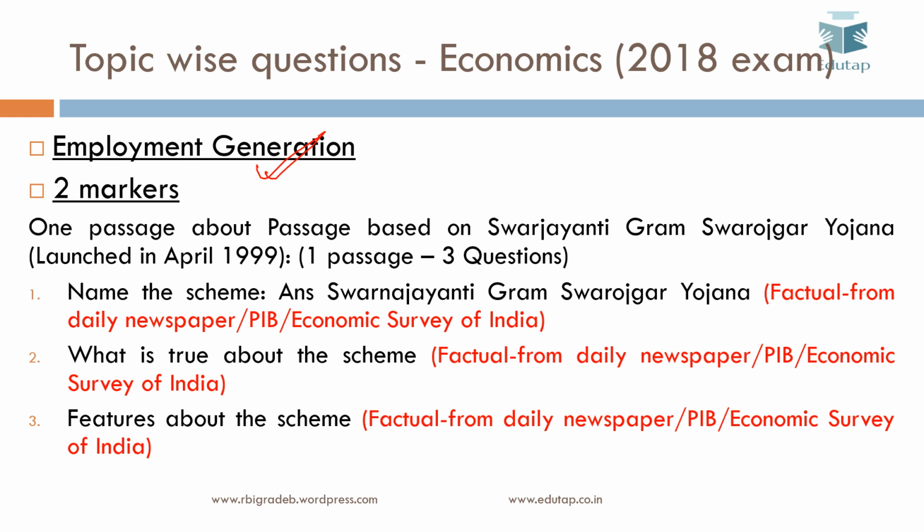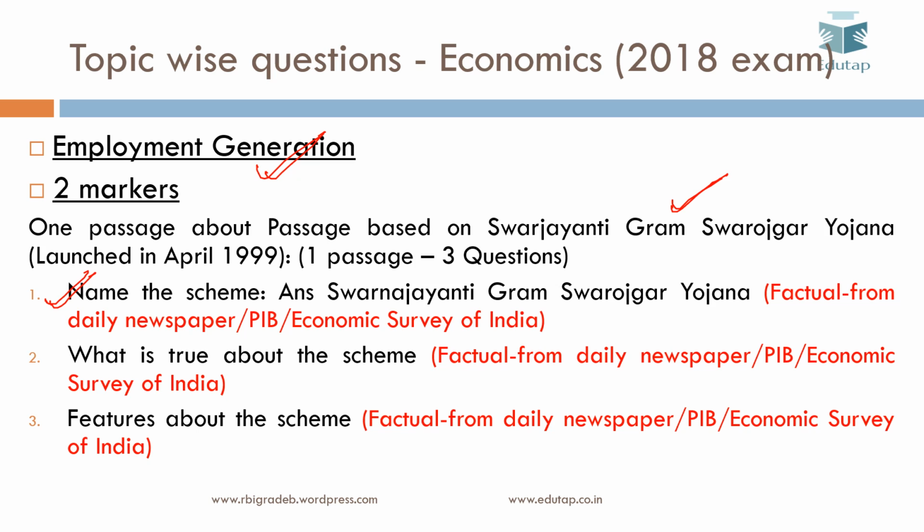So here the 2 marker question. There was a passage which was based on a particular scheme. So Swarna Jayanti Gram Swarozgar Yojana. Okay, and this particular scheme was launched in April 1999. But still, this particular scheme was asked because it is a very important scheme when you talk about employment generation, right? So they asked you about the name of the scheme because obviously they would give you a paragraph which describes the scheme, but they would not let out the name.